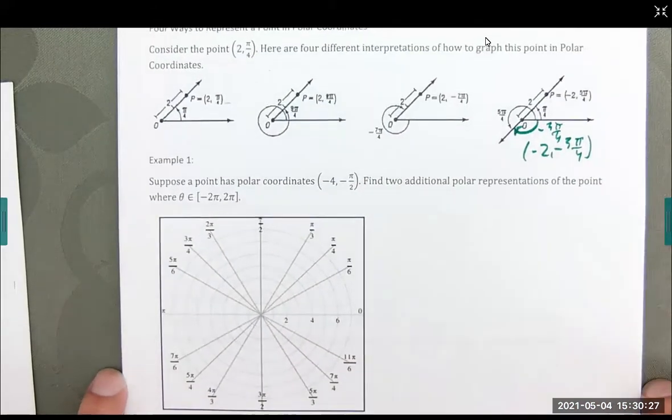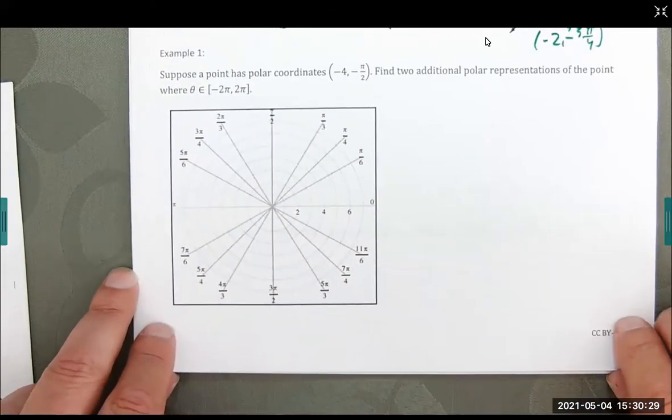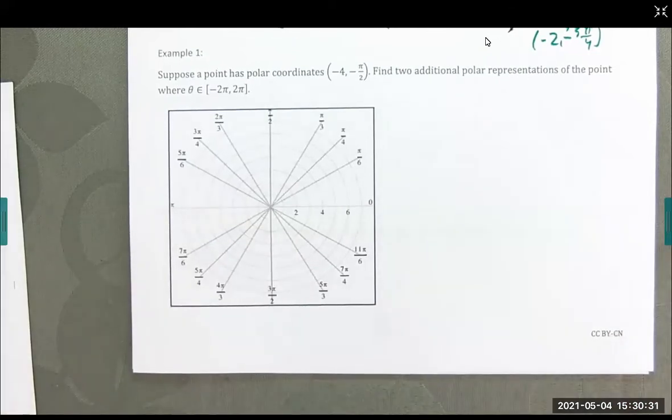All right, example 1. Suppose a point has polar coordinates negative 4, negative pi over 2. Find 2 additional polar representations for the same point, where theta is between negative 2 pi and positive 2 pi. First, let's find this point.